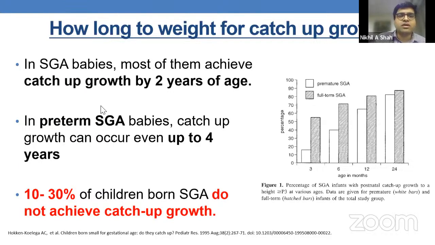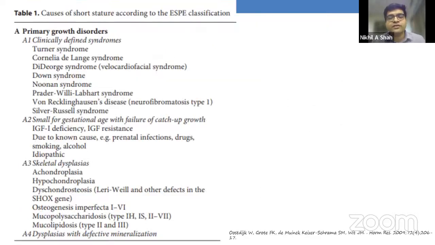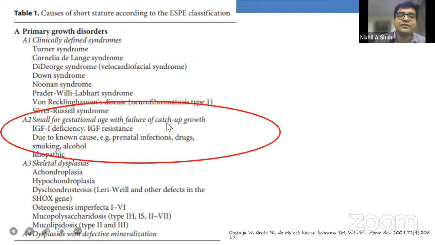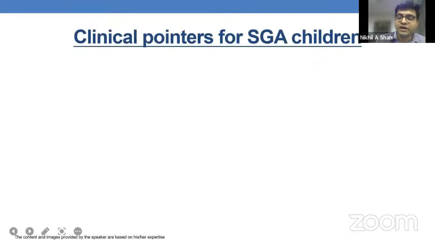Now, this is a classification of short stature, or the various causes of short stature, given by the European Society in 2009. And since the last 10 years, small for gestational age with failure of catch-up growth has been included in the causes of short stature in this classification. So you can see that small for gestational age failure to catch up growth is an important cause of short stature.